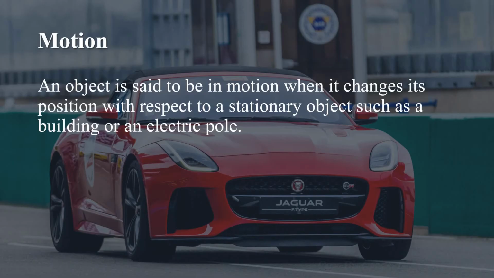First, let us understand the meaning of motion. Students, as we have already read about motion in the previous class, an object is said to be in motion when it changes its position with respect to a stationary object such as a building or an electric pole.